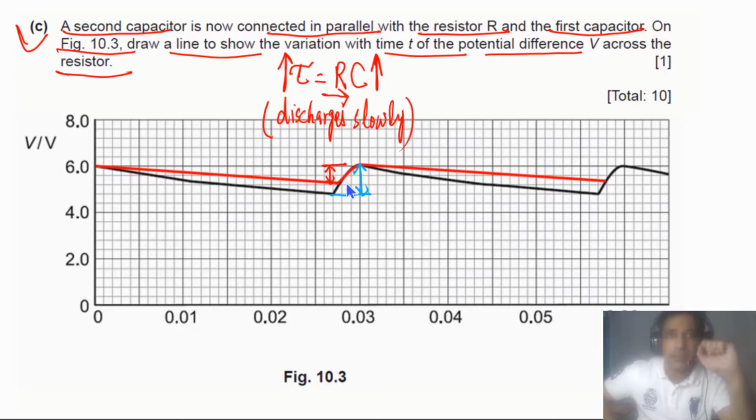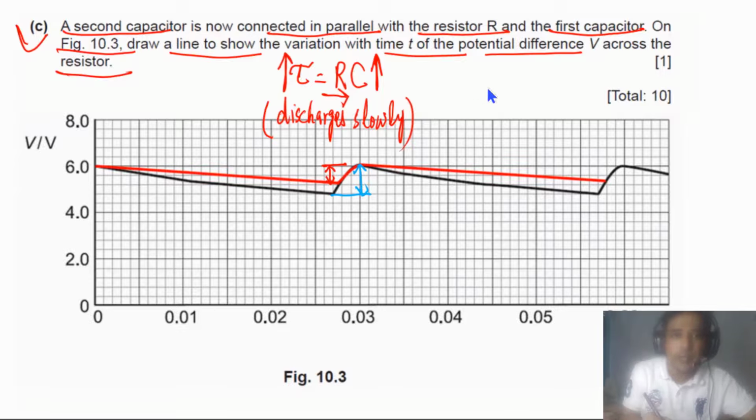If we connect in series, then C will decrease, the time constant will decrease, so the ripple will increase. Very important: how the capacitor is connected. If the capacitor is connected in parallel, it means tau increases and the ripple will decrease.